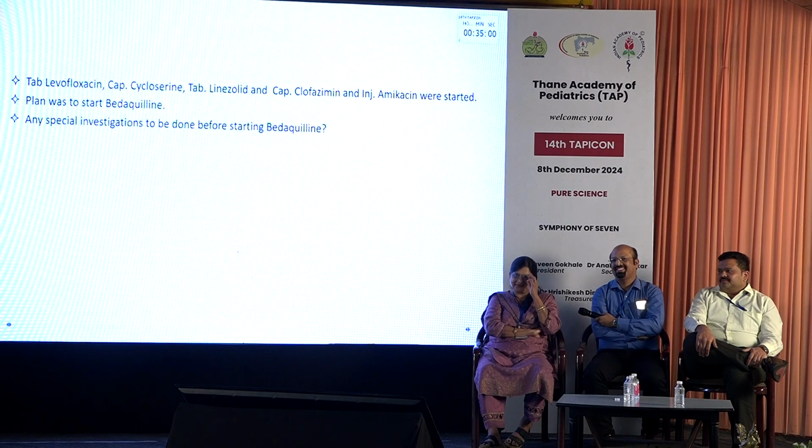So we started her on XDR TB treatment: tablet levofloxacin, cycloserine, linezolid, and capsule clofazimine along with amikacin was started. The plan was to start bedaquiline. So any specific investigations which are to be done before starting bedaquiline, Dr. Rishabh?